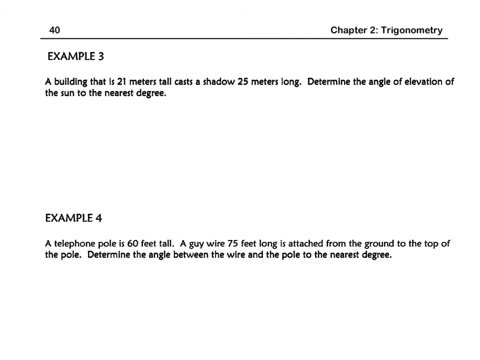Okay, example 3 is a written description, and you have to draw your own diagram. It says a building is 21 meters tall, casts a shadow that's 25 meters long. Determine the angle of elevation of the sun to the nearest degree. So the building is 21 meters tall, and it casts a shadow, so shadows run along the ground, of 25 meters. And it says the angle of elevation of the sun, so that would be at the end of the shadow looking up to the sun.